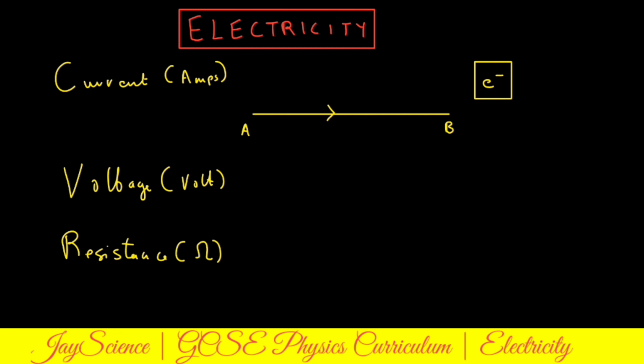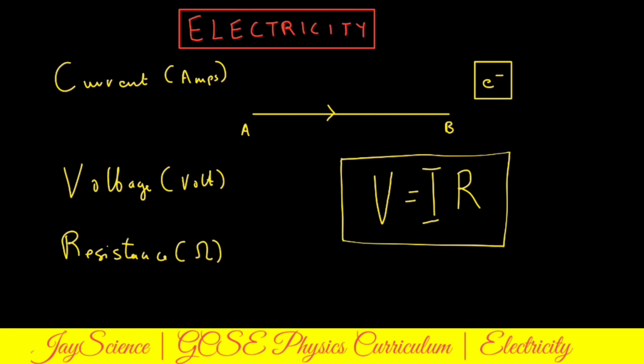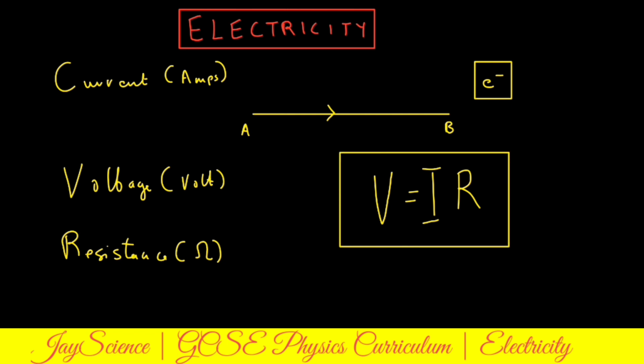Now, there is an equation that links these three. That's what we term as Ohm's law. V equals IR. That's Ohm's law for you. The current is directly proportional to the voltage, or the potential difference, provided that resistance remains constant.